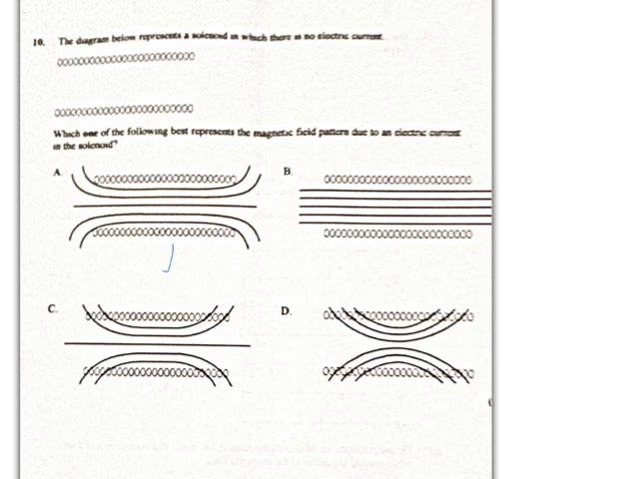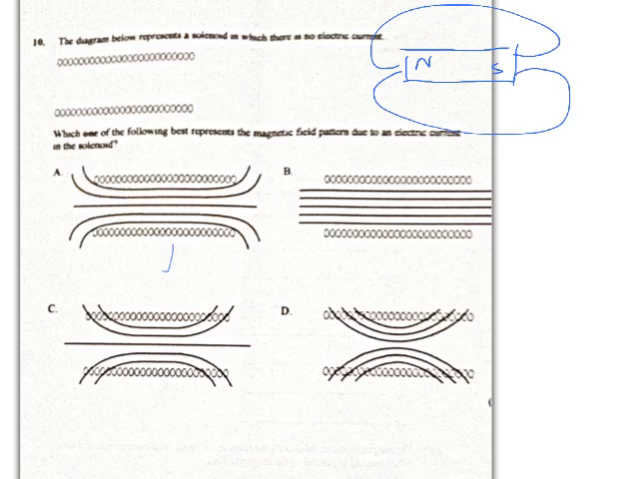So we have a solenoid. Which one of the following diagrams best represents the magnetic field pattern due to an electric current? So this is something you're just going to have to remember off by heart. We have the same magnetic field pattern that we would expect around a bar magnet. Okay, so north and south. So that's on the outside. Which one of these would represent what's happening inside?